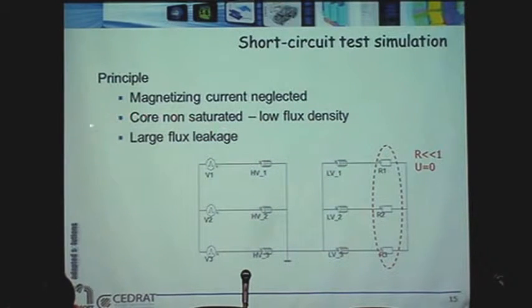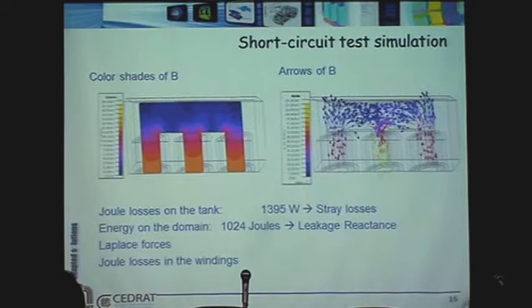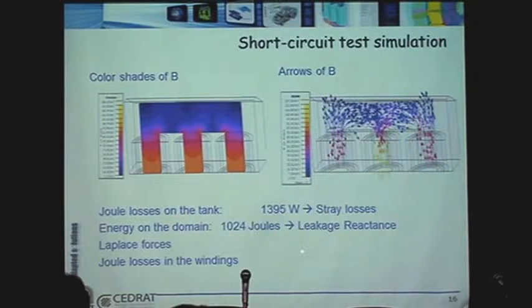But on the other hand, we'll have large leakage flux, so we'll be able to get the leakage reactance, and we'll be able to compute the losses in the tank. Here is a short circuit, as you can see, nothing is here, except of course in the middle of the core, but that's absolutely nothing. And then you can see the flux is not conducted anymore, but it goes all over the place. The stray losses on the tank are almost 1.4 kilowatts.